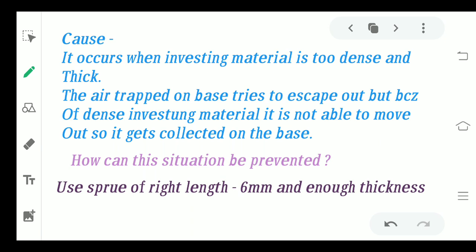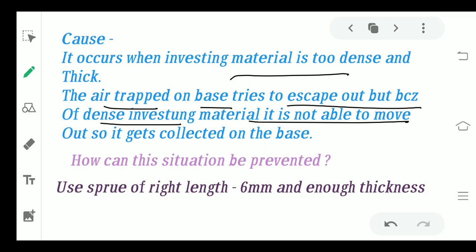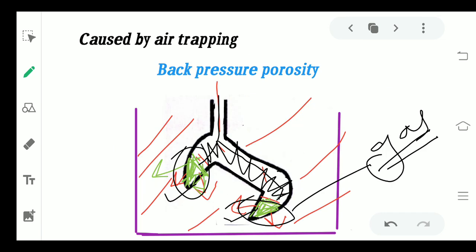Now you see the cause is usually when the investing material is too dense and thick, and the air trapped inside on the base tries to escape out, but because of the dense investing material, it is not able to move out, so it gets collected on the base. This is what we saw. The air did try to move out of this crown region into the investing area, but because the investing material here was very thick, the air was not able to escape out, and so it got collected on the tips.